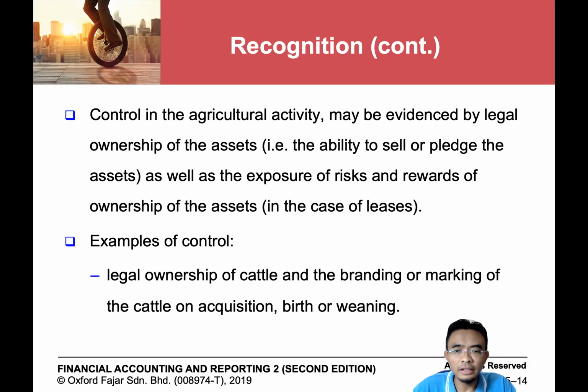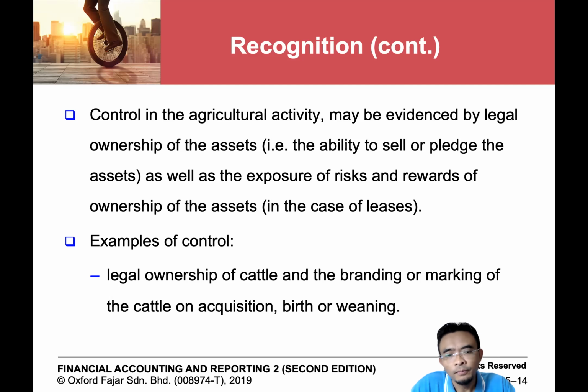Control in agricultural activity may be evidenced by legal ownership of the asset, the ability to sell or pledge the asset, as well as the exposure of risk and rewards of ownership of the asset, etc. Same characteristic or condition as with other assets, with other fixed assets, PPE, investment property, and so on. We have to have a control over the assets.